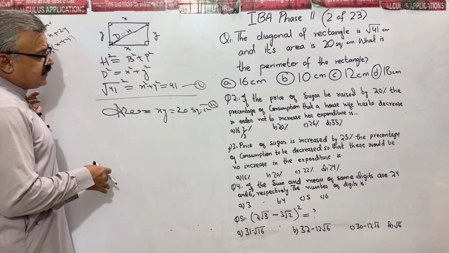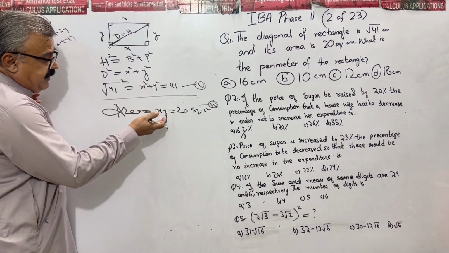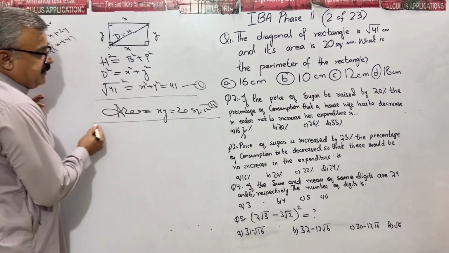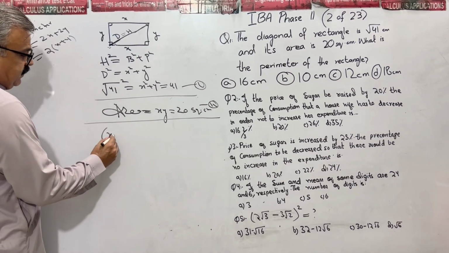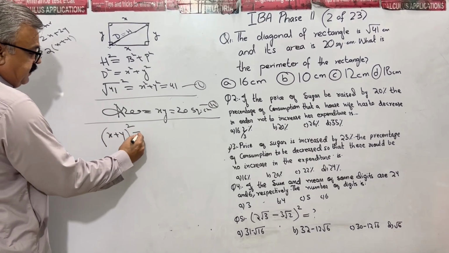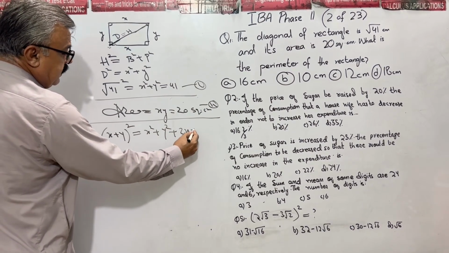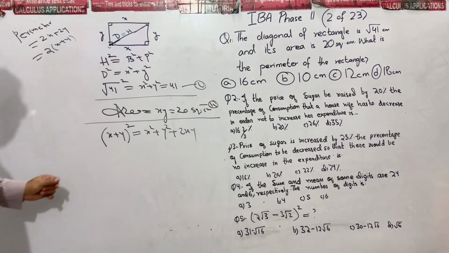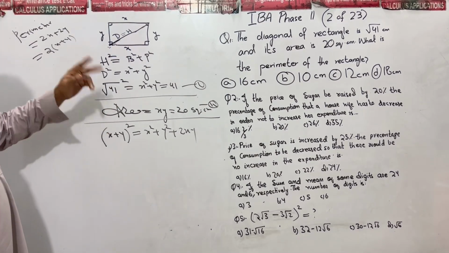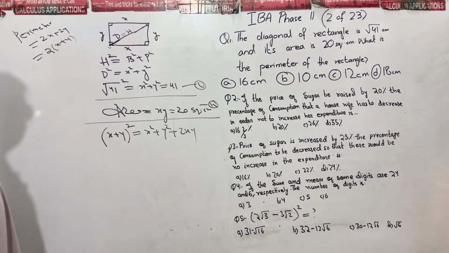Is it convenient for us to take any value of x or y and put here, or find x and y and put here? It is going to be cumbersome. Making life simpler, utilize your brain. X plus y whole square is equal to x square plus y square plus 2xy. If you adopt this strategy, you are going to work wonders within no time, without finding the value of x and y, without finding the dimensions of the rectangle. You are in a position to hunt down the perimeter of this rectangle.